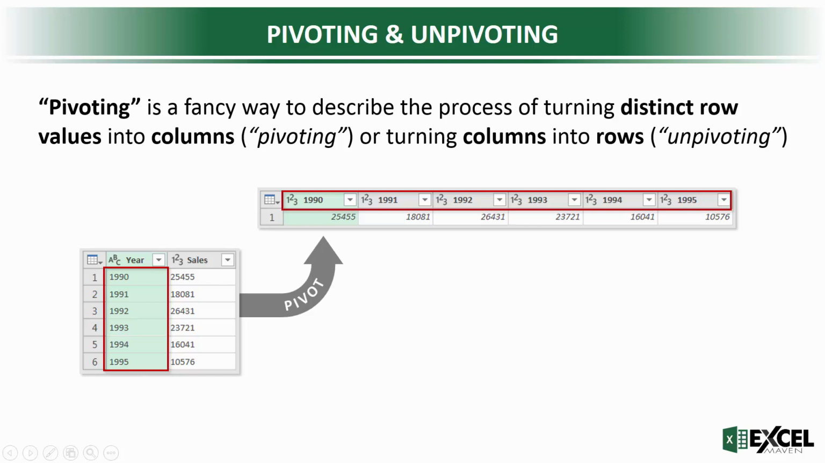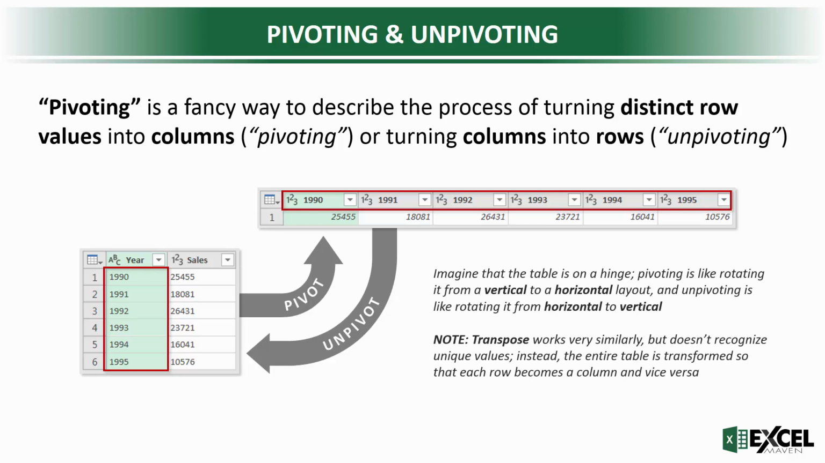Now, the other direction, unpivoting, is as simple as going from horizontal to vertical. So you'd take all of those distinct columns that are selected, and it would turn those column headers into their own rows. So, a little rule of thumb that has helped me get a good grasp on this concept is imagine the table is on a hinge, right here in the corner. Pivoting is like rotating it up from vertical to horizontal, and unpivoting is like rotating it down from horizontal to vertical.